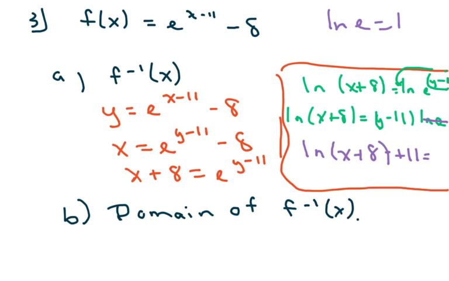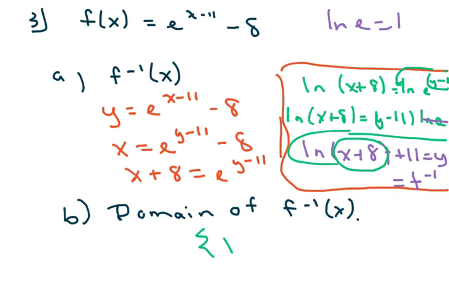Plus 11 equals y. That equals your f inverse. Okay, now the domain of f inverse of this, right here, what you're going to do is look at this part right here. The quantity here has to be greater than 0, so it has to be positive. So in order for that to be positive, our domain's going to be x has to be greater than negative 8, because for all logs, for ln's, the quantity has to be positive.